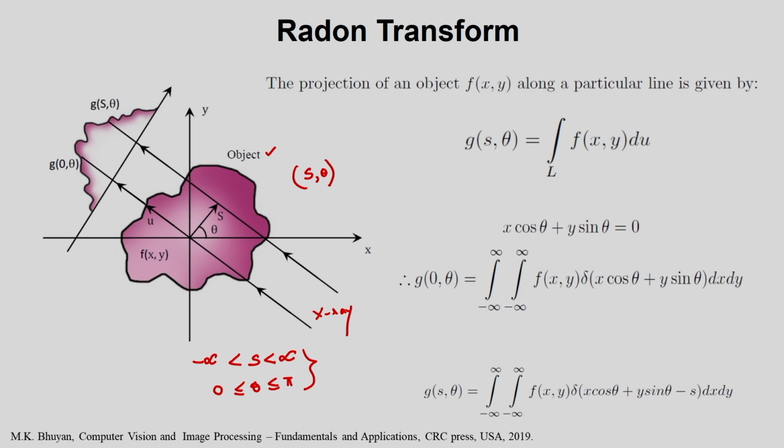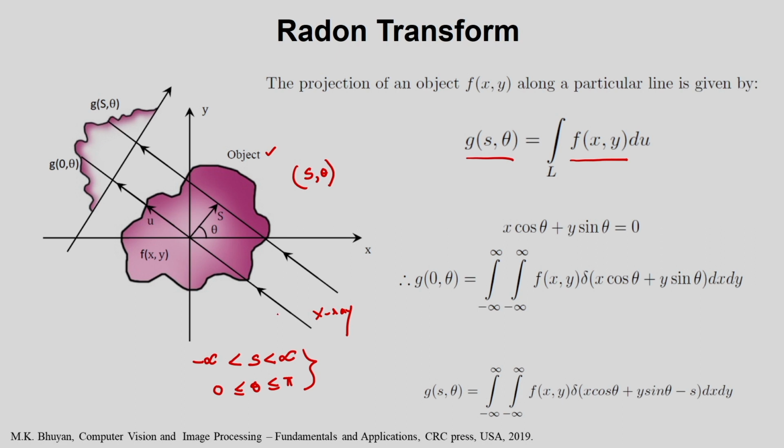Now in this case, what I am considering is g(s, theta). g(s, theta) is nothing but the line integral. This is the line integral, where I am considering the object function f(x,y). The image reconstruction problem can be defined as the process of determining f(x,y) from g(s, theta). g(s, theta) is the projection. So in this case, I want to determine f(x,y) from g(s, theta).